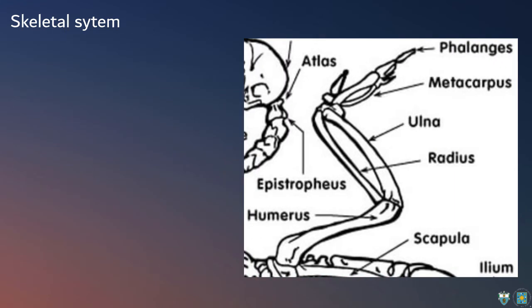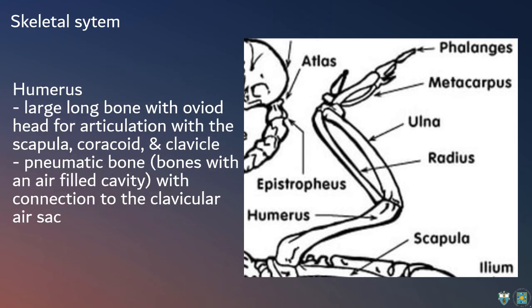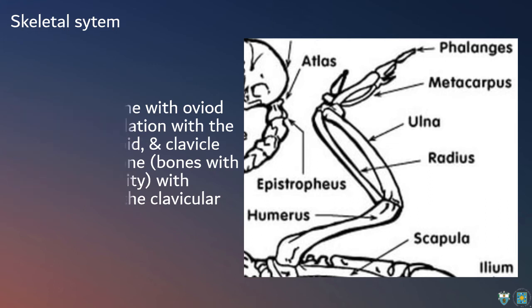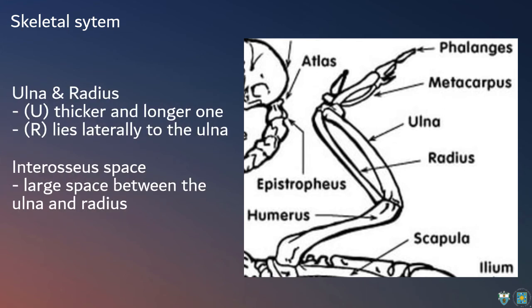Next are the bones of the wings, starting with the humerus. It is a large, long bone with an ovoid head for articulation with the scapula, coracoid, and the clavicle. It is a pneumatic bone with a connection to the clavicular air sac. The two bones of the forearm are the ulna, which is the thicker and the longer one, and the radius, that lies laterally to the ulna. The large space between the ulna and the radius is called the interosseous space.